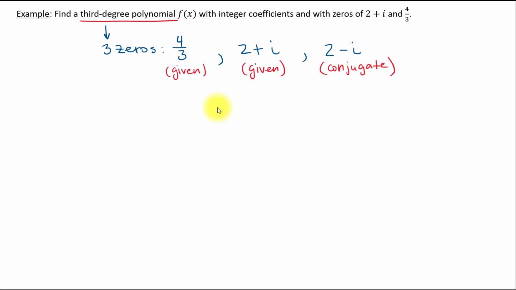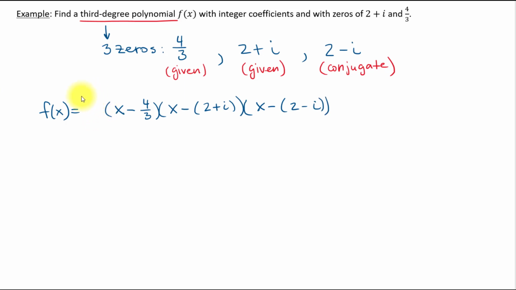Okay, so now we know all 3 zeros, but how do we find the function itself? Well, we're going to use the fact that if it's a third-degree polynomial, then it can be written in a factored form, where each factor contains x minus a zero of the function: x minus 4 over 3, x minus the second zero, 2 plus i, and I'm using the parentheses here because this non-real zero has 2 terms, right? And then the third factor is x minus 2 minus i. And there's also going to be a leading coefficient that we're going to figure out later. For now, I'll just say a sub n.